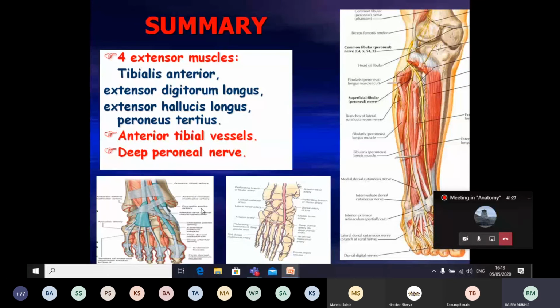The 2 thickenings are the superior extensor retinaculum and the inferior extensor retinaculum. All these structures are supplied by the anterior tibial artery and its continuation, the dorsalis pedis artery. So these are the structures present in the anterior compartment of the leg.